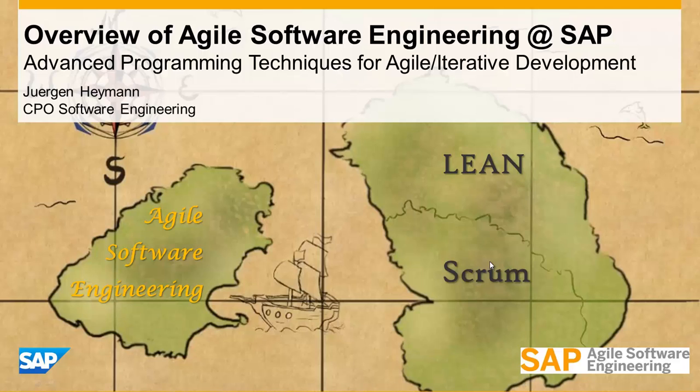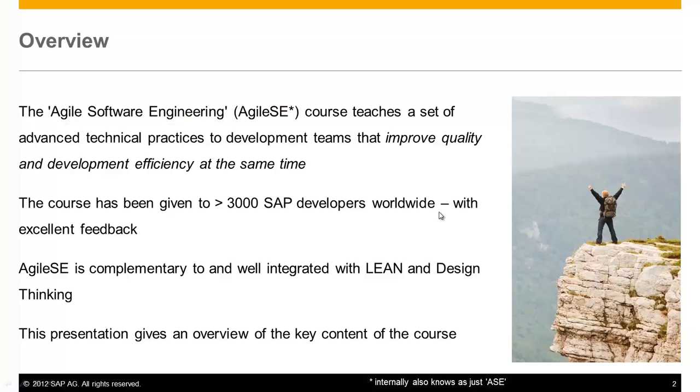This is really about advanced programming techniques for Agile or iterative development, so especially in Scrum mode or any kind of iterative process. The Agile Software Engineering course teaches a set of advanced technical practices to developers that improve quality and development efficiency at the same time.